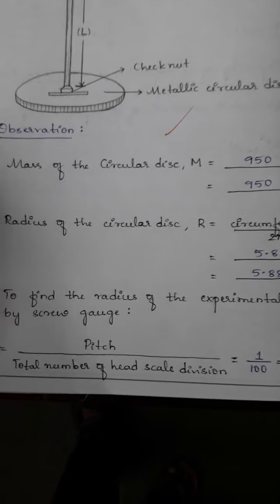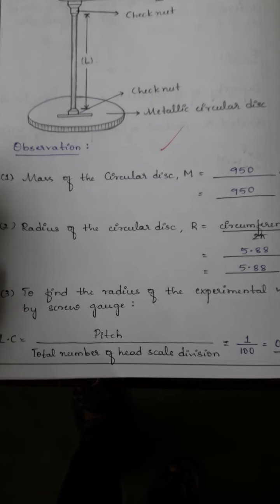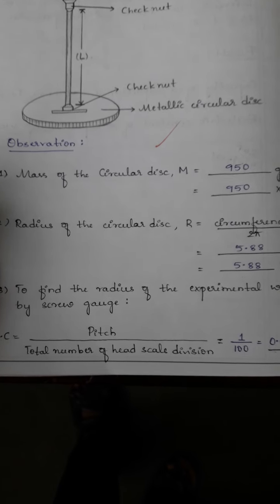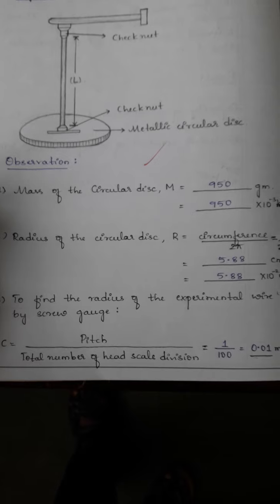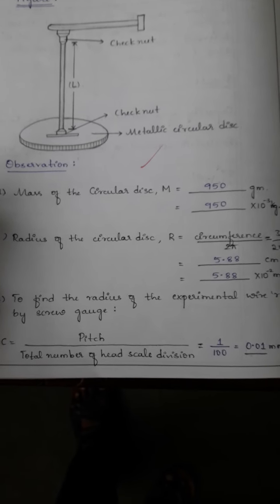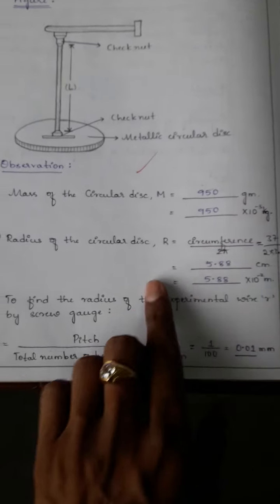You can see we have some observations for this experiment. M, the mass of the circular disc, we are giving as 950 grams. That we convert into kg, meaning 950 into 10 raised to minus 3 kg. This is gram, this is kg.